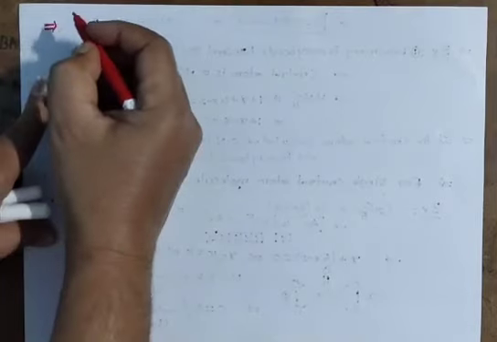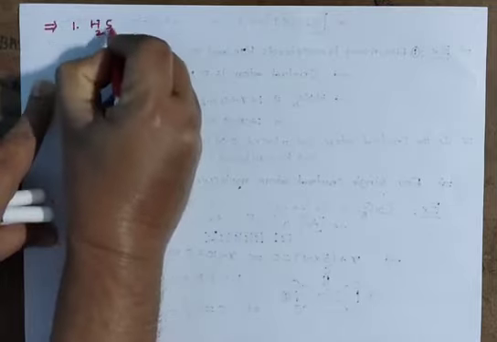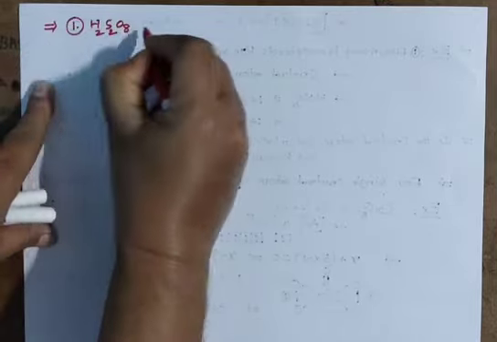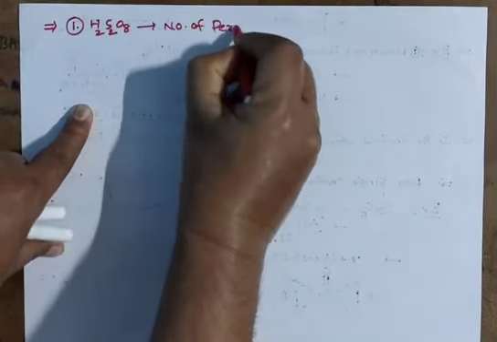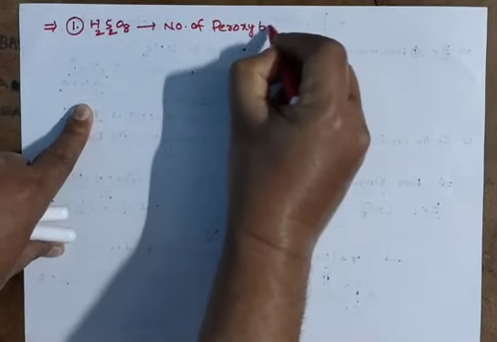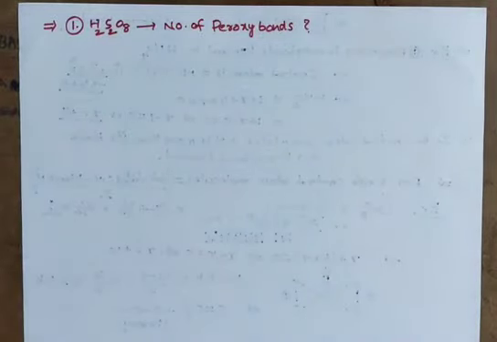See here, I am taking another molecule, for example, like this given somewhere, H2S2O8. Number of peroxy bonds in H2S2O8.